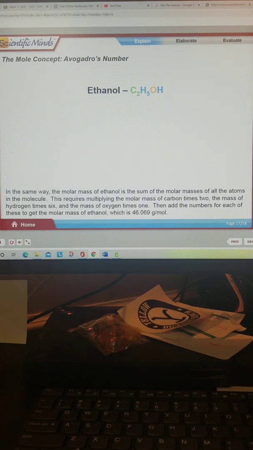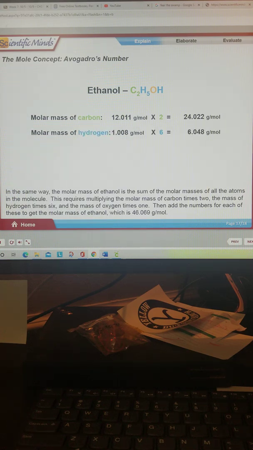In the same way, the molar mass of ethanol is the sum of the molar masses of all the atoms in the molecule. This requires multiplying the molar mass of carbon times 2, the mass of hydrogen times 6, and the mass of oxygen times 1. Then add the numbers for each of these to get the molar mass of ethanol, which is 46.069 grams per mole.